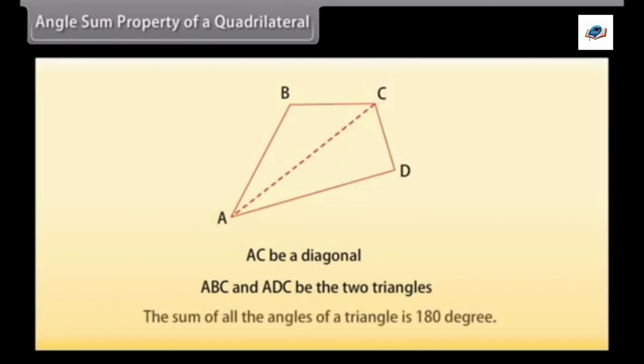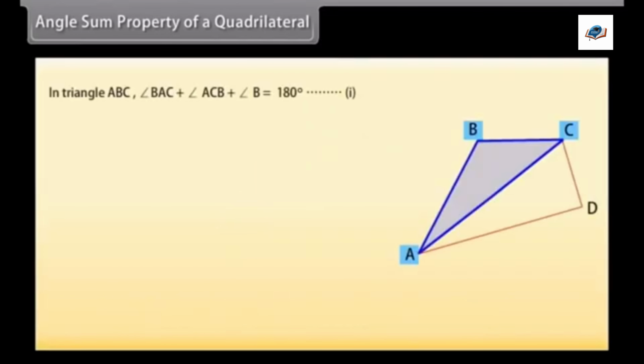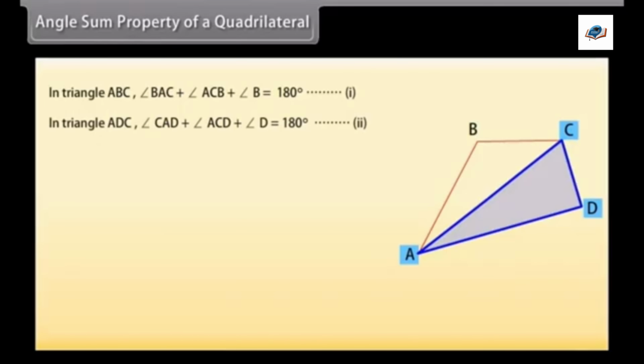We know that the sum of all the angles of a triangle is 180 degree. Therefore, in triangle ABC, angle BAC plus angle ACB plus angle B is equal to 180 degree. Mark it as 1. Similarly, in triangle ADC, angle CAD plus angle ACD plus angle D is equal to 180 degree. Mark it as 2.